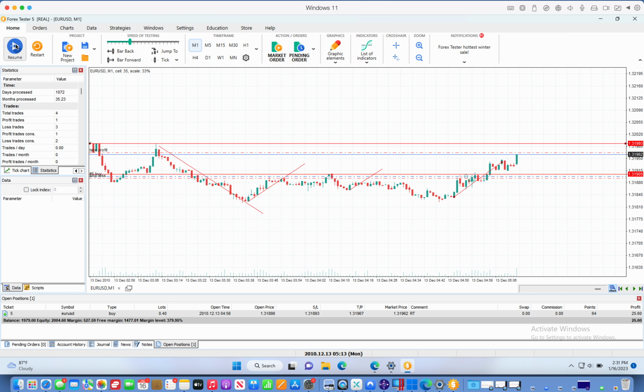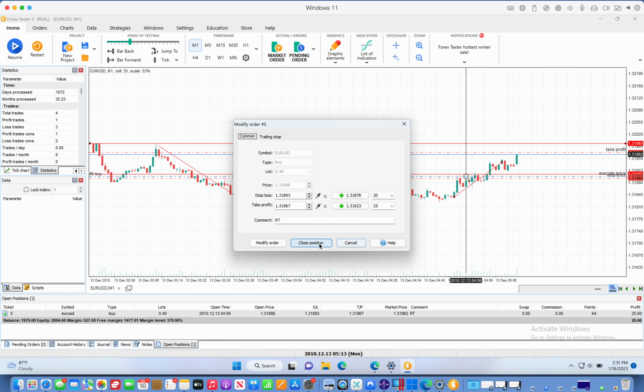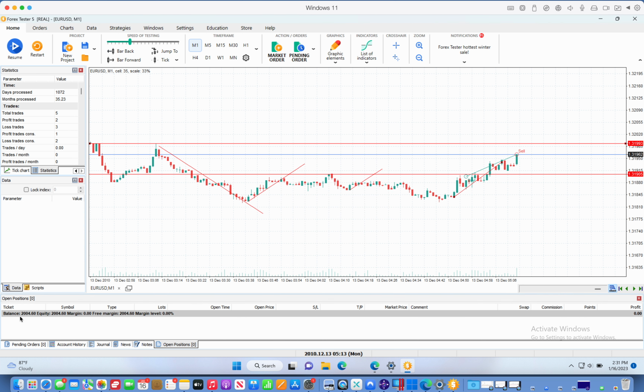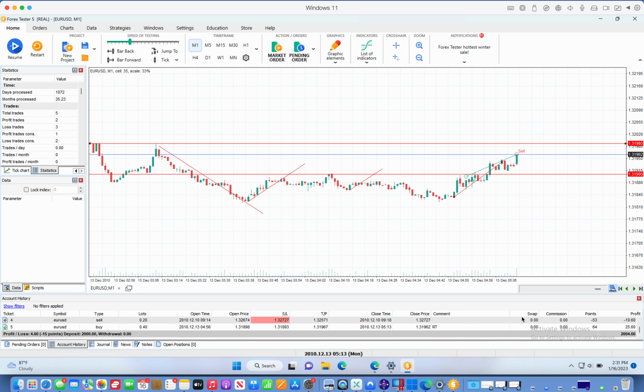Boom. Right there, money. So I'm up 25. I'm going to close this live in front of you. Close position. Now my balance is 2004. You can check your account history, and you can see the live trade in real time. So I'm like trading the real market, but it's already happened. It's like I'm trading the real market. That's why I love this software.